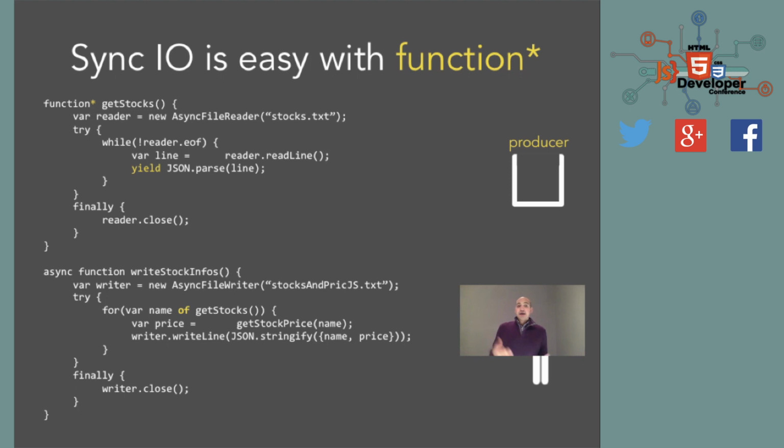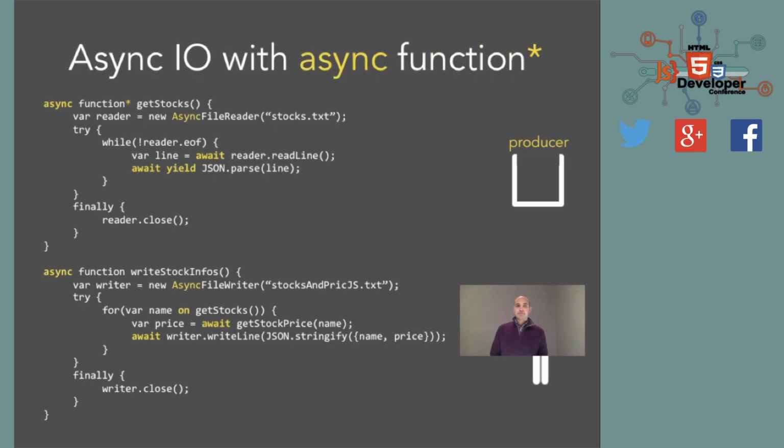So here I am. I can model a synchronous file I/O as a generator function, right? I can loop over, and while the reader hasn't finished, I can read lines out of the stream, and I can yield them. And then I can read that stream, that iterator that I've created, and then write it out to another stream. Now, async I/O with async function star looks almost identical. So here in this example, we're waiting, and we're actually using async I/O to do the exact same example.